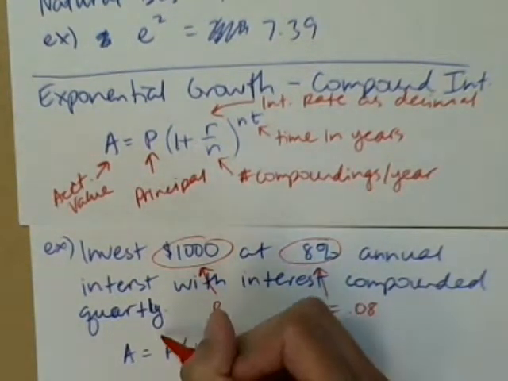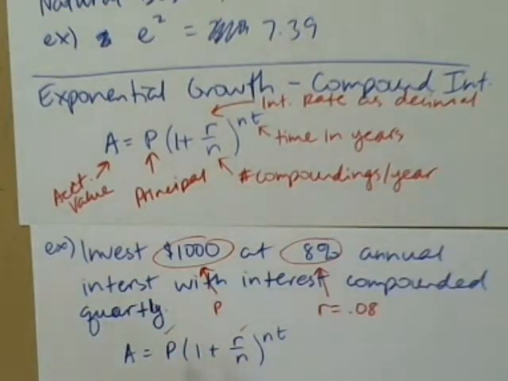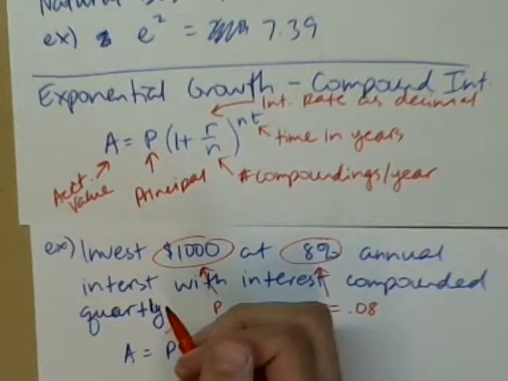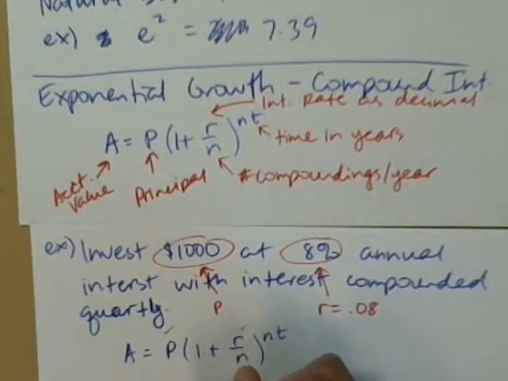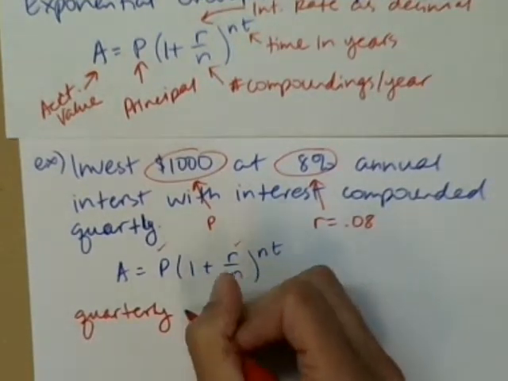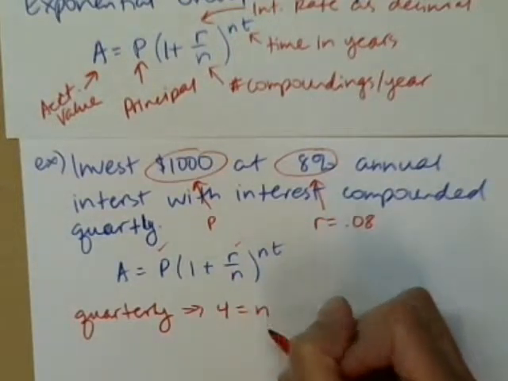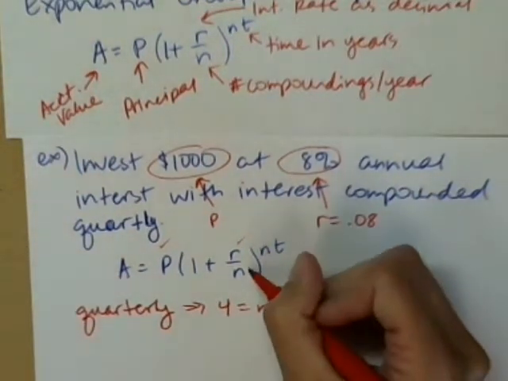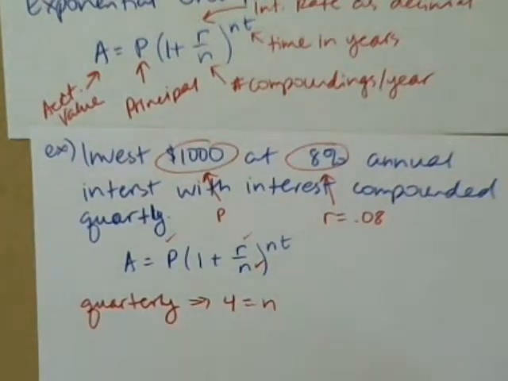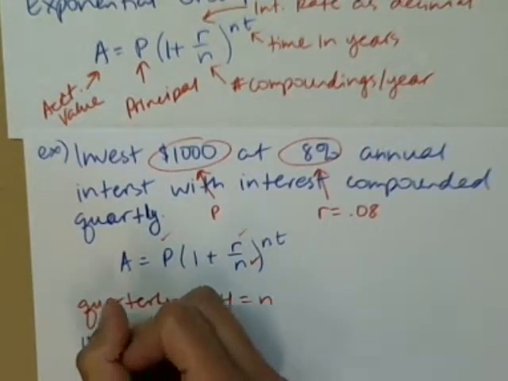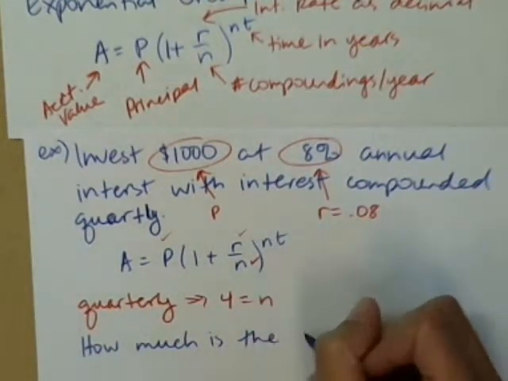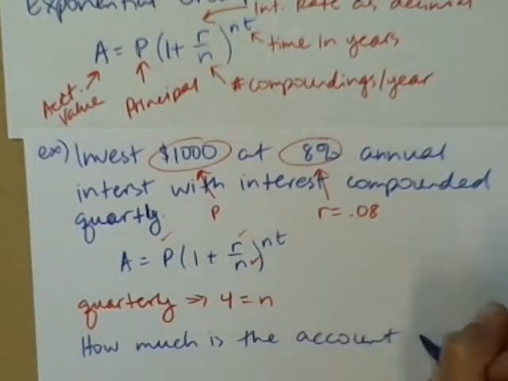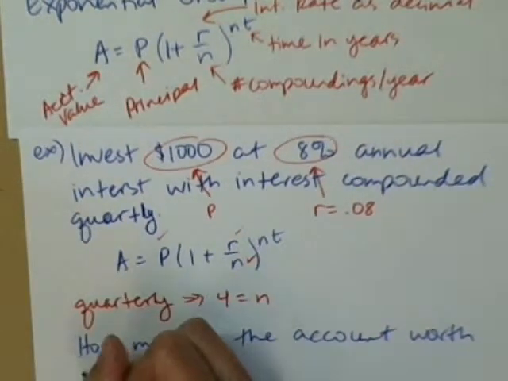Compounded quarterly, so I've got P, I've got R. Quarterly is the number of compoundings I have, which tells me that I've got 4 compoundings per year. So N is equal to 4. So I've got everything covered except for T, and T is going to be covered in the statement of the question. Let's see, so how much is the account worth after 10 years?